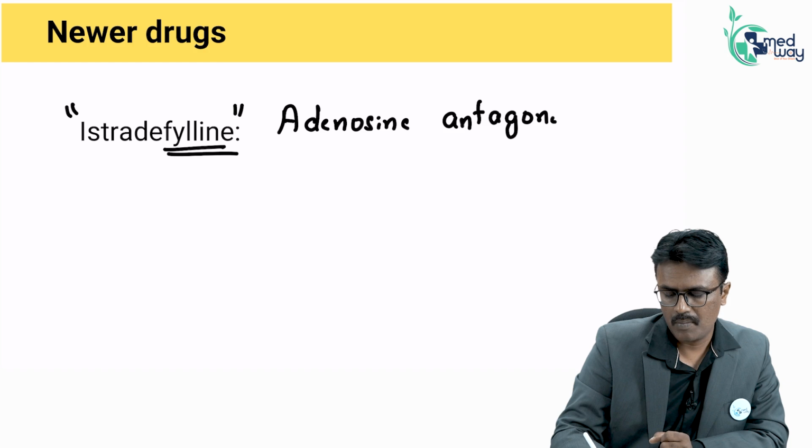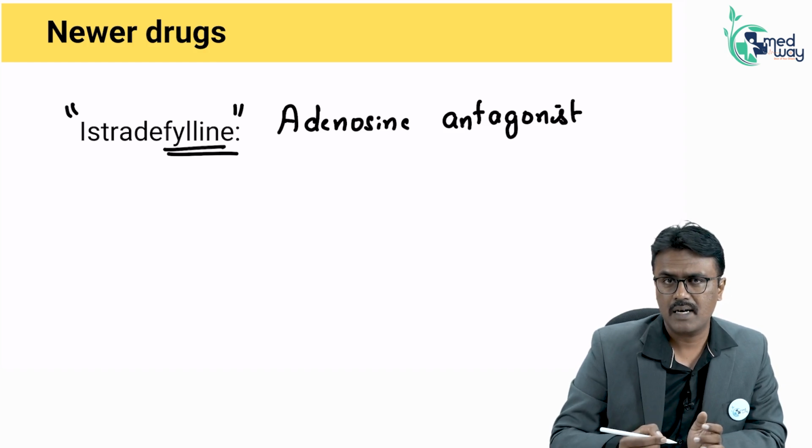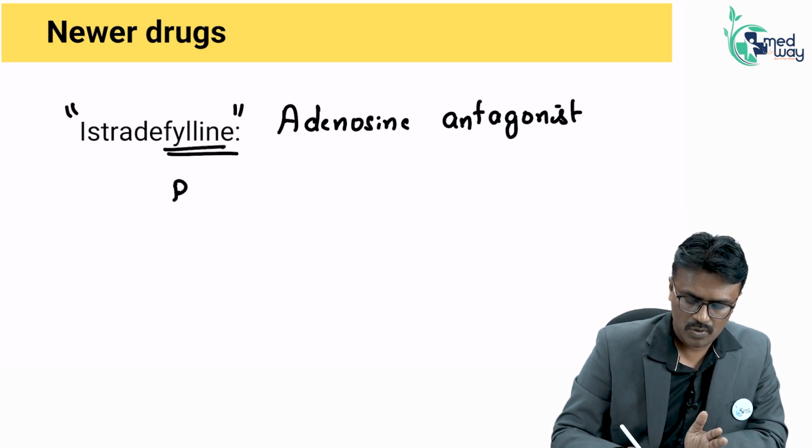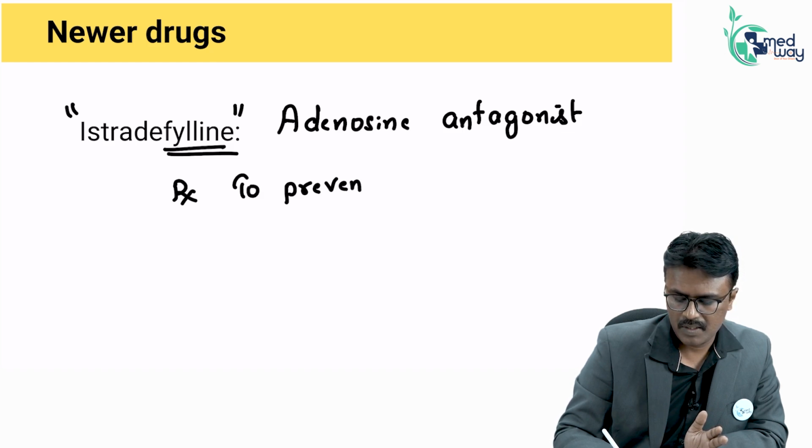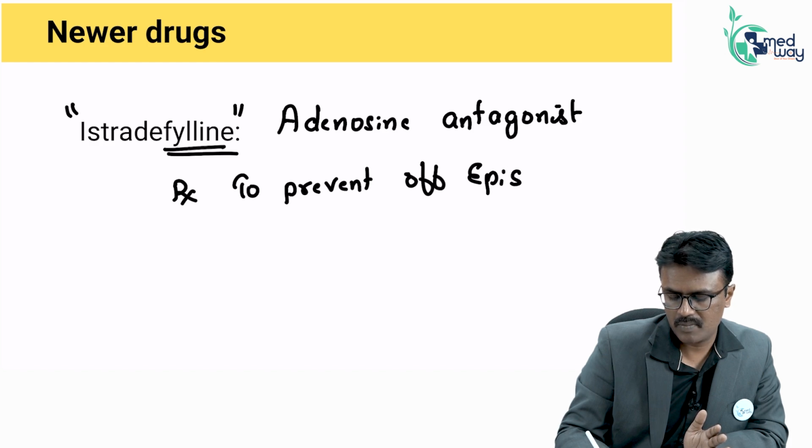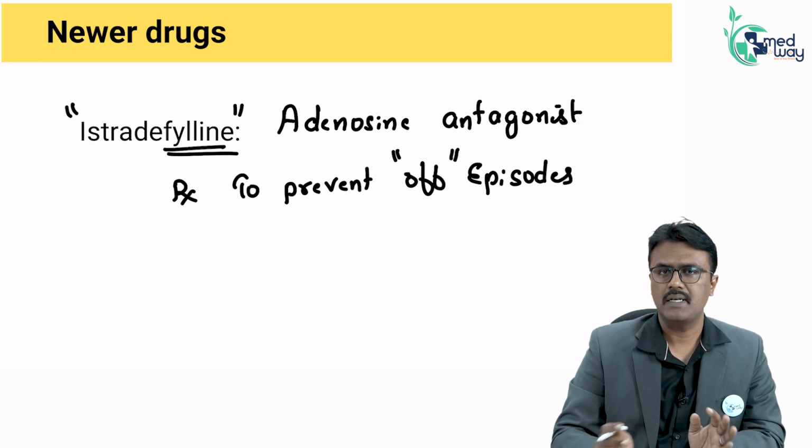And what is the approval for this? What is the condition it will improve? It has been shown to improve off episodes. So it is used to prevent off episodes that happen in Parkinson's disease patients. So that is estradiol.